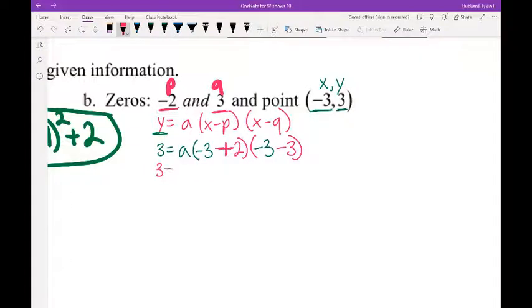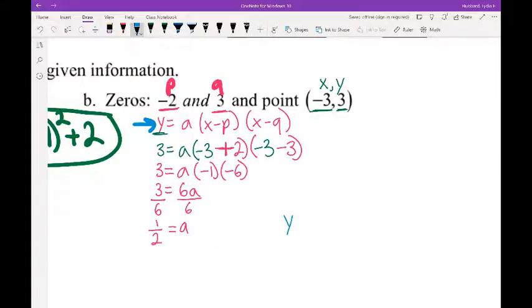So now again, we need to follow our PEMDAS rules. So parentheses, so negative 3 plus 2 is a negative 1. Negative 3 minus 3 is a negative 6. Negative 1 times negative 6 is a positive 6a. And then we would divide both sides by 6. Hopefully we know that 3 divided by 6 will actually reduce down to 1/2. From there, we have our leading coefficient. And again, we can go back to that original equation and write our final solution.